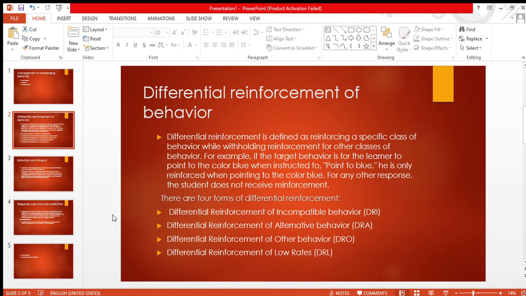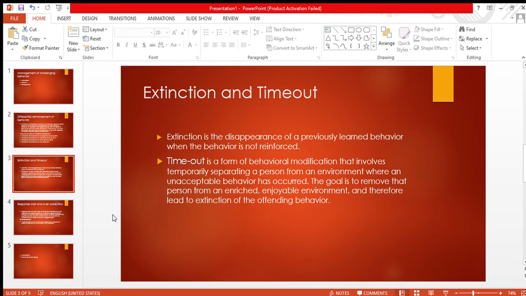Next we have extinction and timeout for management of behavior. Extinction is something we follow when we don't want the behavior to occur again and again. Once we learn something, we will do it the same way. To make it unlearned, we should not follow the same direction or same formula.